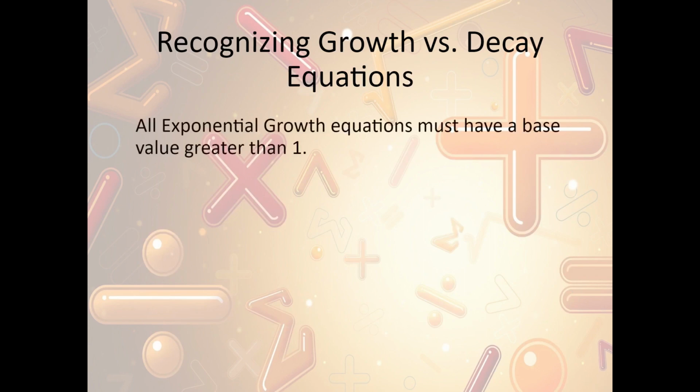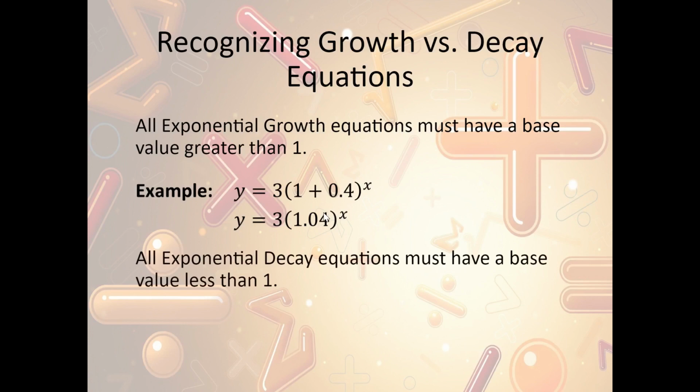Well, exponential growth equations always have a base value greater than 1. So it could look like this. Y equals 3 times (1 plus 0.4) to the x. So obviously that's greater than 1 when we add those together. Or it could be something like this where they already added it together for you, where it's y equals 3 times 1.04 to the x, which obviously this number is greater than 1. So that's growth.